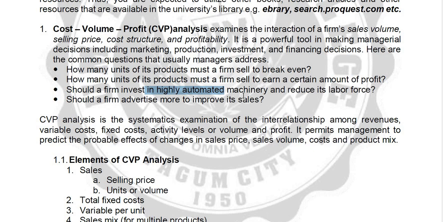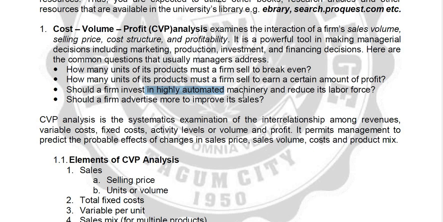So pag ganun, pag mataas yung fixed cost na, pag mataas yung sales volume, so tataas yung sales. So pag tumaas ang sales, so malaki yung i-report natin na contribution margin. So kung mataas yung contribution margin, so marami kang amount na pwedeng magamit to cover up your fixed expenses. So yung sobra, after the fixed cost, will contribute already to your profit.